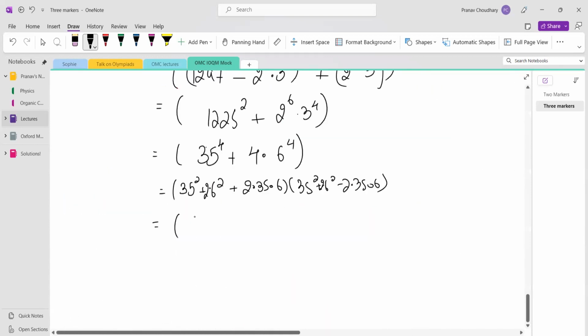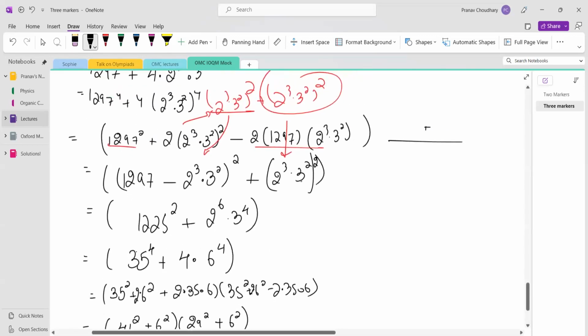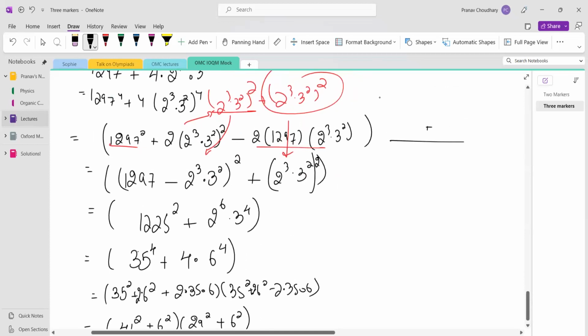So this would be 41 squared plus 6 squared. And this would be 40, no, not 41, but 29 squared minus, no, plus 6 squared again. 35, yep. And similarly, let's check out the other term.